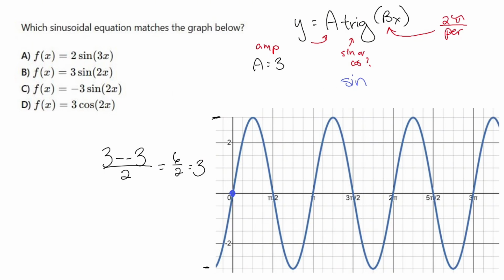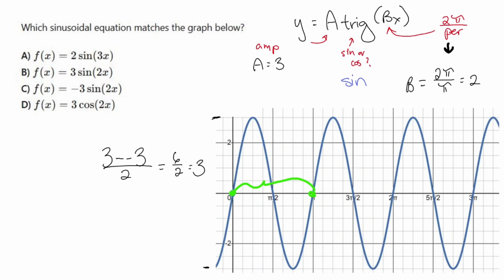Now, last but not least is I need to find the period so that I can plug it into that equation right there. If I do start at 0, go up, down, and repeat at pi, that means my period is pi. So what I'm going to do is turn this into 2 pi over pi, which means that b is 2.